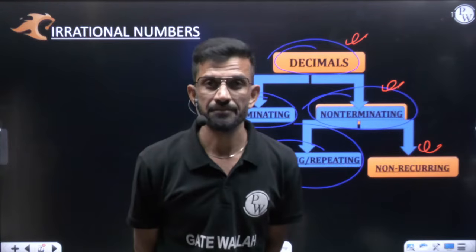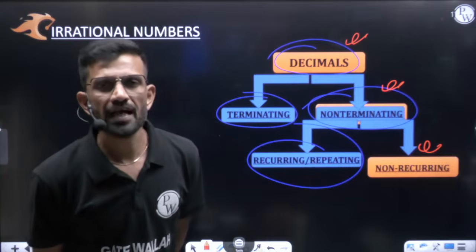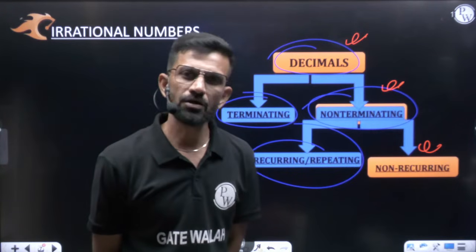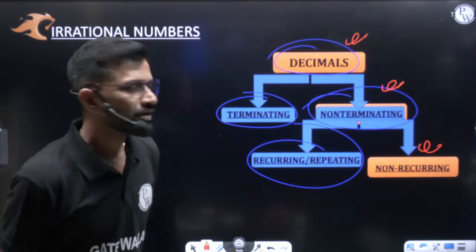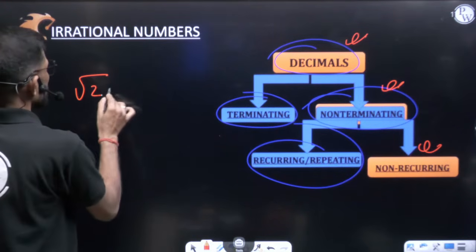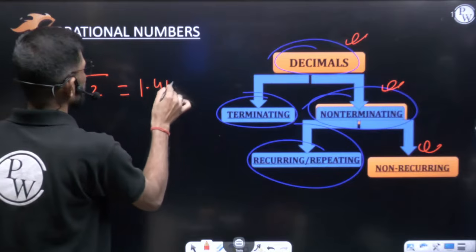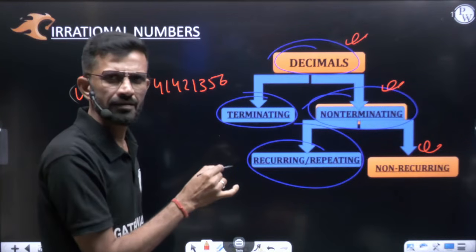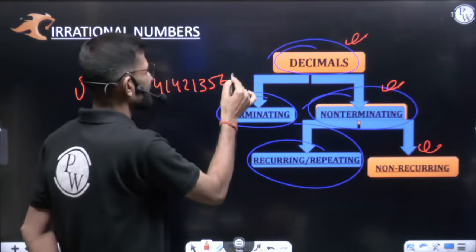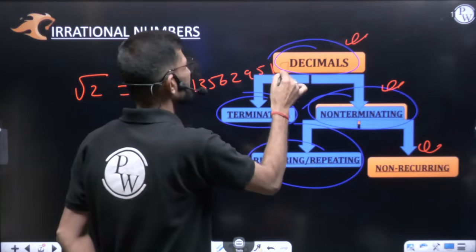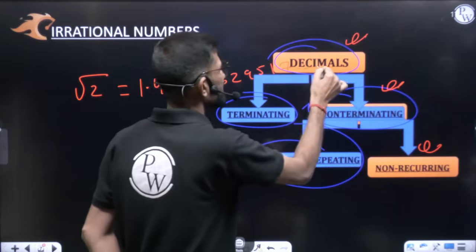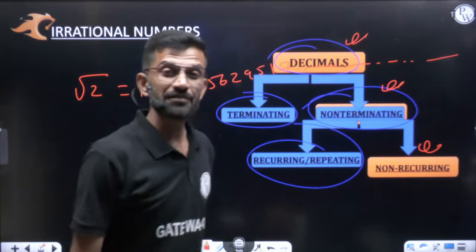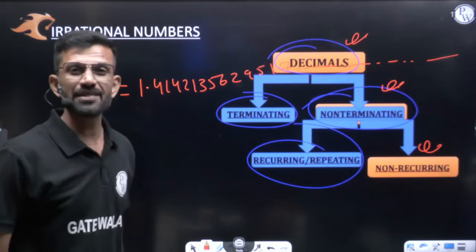Non-terminating, non-repeating. Like for example, what is the value of root 2? Find out in your calculator. Root 2 value will come somewhere around 1.41421356. Digits completed in your calculator, it will go further, 29517. The bigger the calculator, the further it will go. My dear friend, this is a non-terminating, non-repeating decimal.